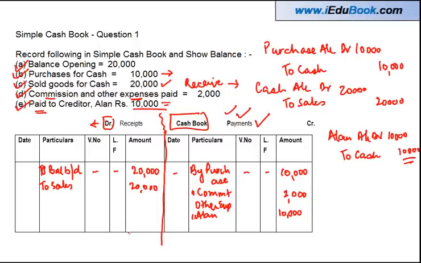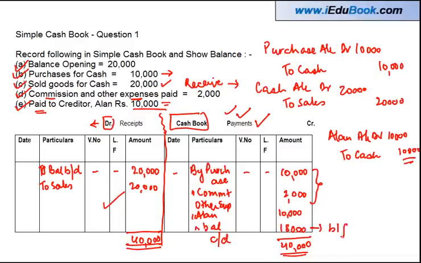Once this is done, all the entries are passed. We'll do the totals. 20 plus 20 gives you 40,000. As I told you, the debit balance is always greater than the credit balance. Right? I'll write the balance here. What is the difference between these three and 40,000? These three sum up to 10 plus 2 plus 10, 22,000. So by balance carried down will be the balancing figure, 18,000.